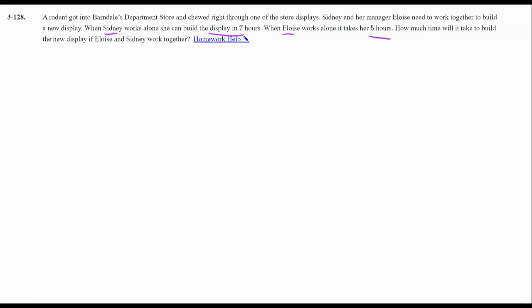So basically, we're really looking at how fast these two people are doing something, so a rate of some sort. I'm going to try to make it as simple as possible to understand. If we're talking about Sydney specifically, Sydney does a single display in 7 hours. When we talk about rates, we always have fractions basically. I'll leave it like that for now, and then I'll come back. So that's Sydney.